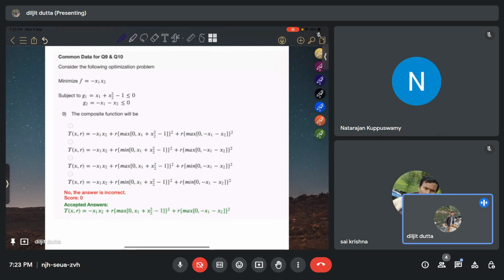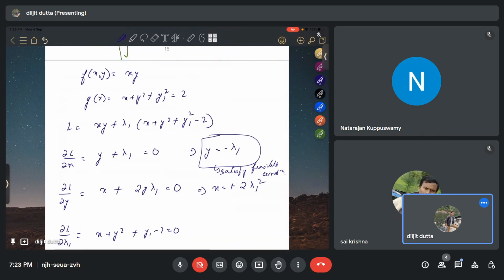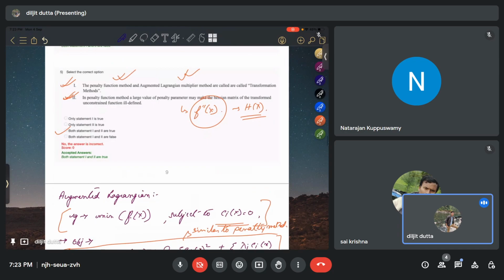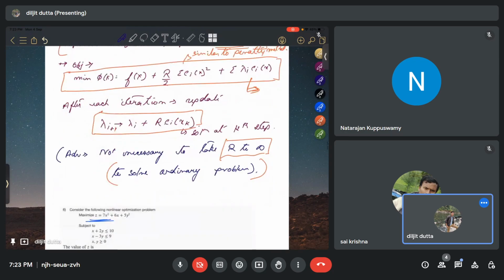So f equals minus x1 x2. You have to minimize this function subject to these constraints. The composite function will be, yeah, we already saw. Both these constraints are less than or equal to constraints, and we have already seen that when you are taking this less than or equal to constraint, I think we solved one problem, right?